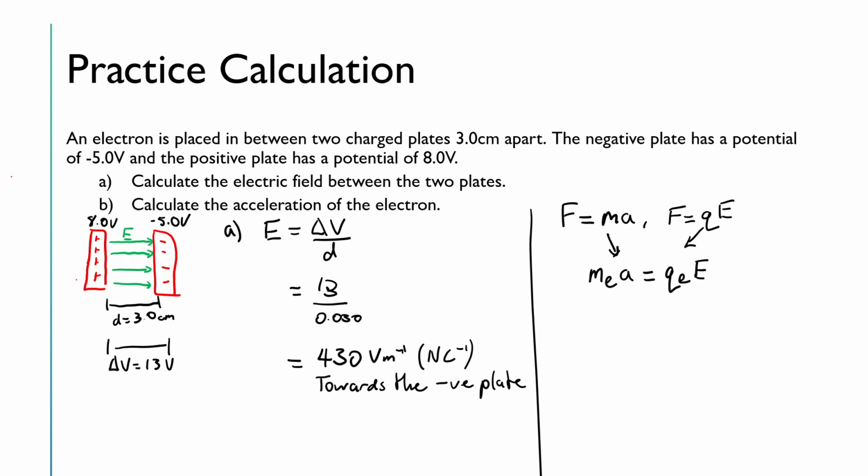Now, we know 3 of these 4 variables. We know q and m. These are both given in our data sheet. And we also have just found E, which means that we can rearrange our equation for a. That is that acceleration is equal to qE, the charge times the electric field, on m. I will very briefly just put in a little bit of a data column to make it really explicit the values that are being substituted in.